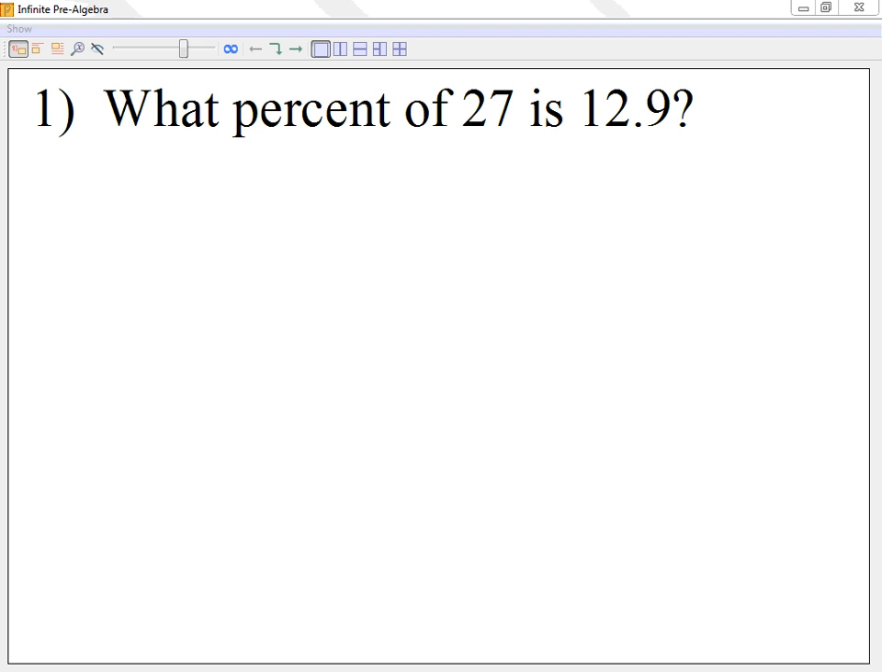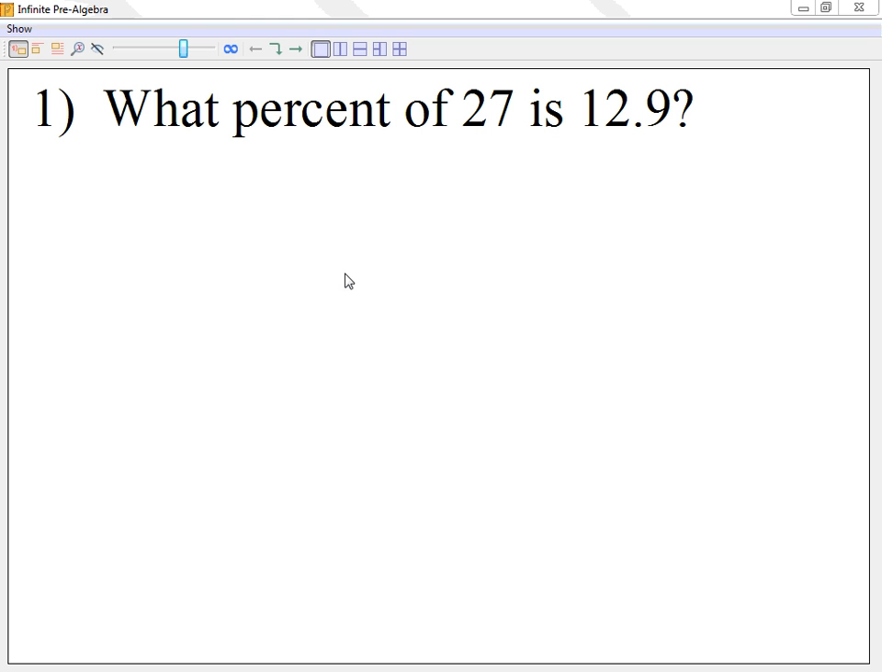Let's take a look at today's work. Basically, the review of the last 2 days. Questions involving percents. If I'm asking you guys for the percent, this is what we did yesterday. My question is, what percent of 27 is 12.9? In this case, I'm going to divide my two numbers.